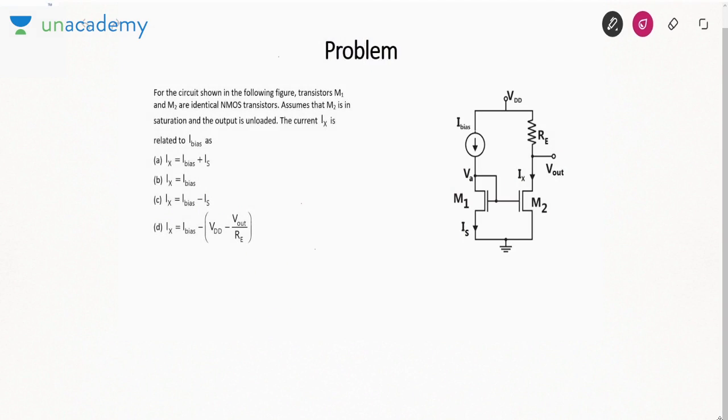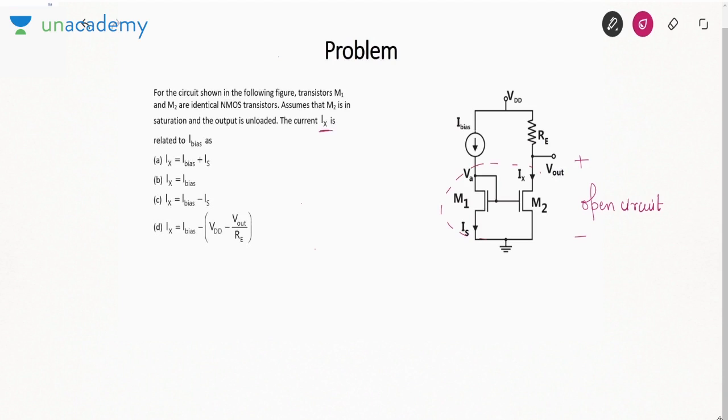Now, it says for the circuit shown in the figure, transistors M1 and M2 are identical NMOS transistors. Assuming M2 is in saturation and output is unloaded. Output unloaded means here it is open circuit. There is no load resistor. We need to find the value of Ix in terms of I bias.